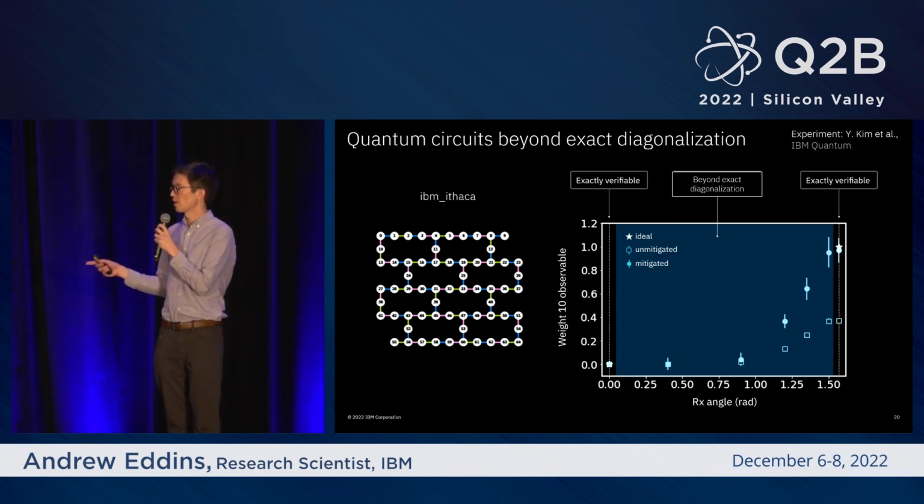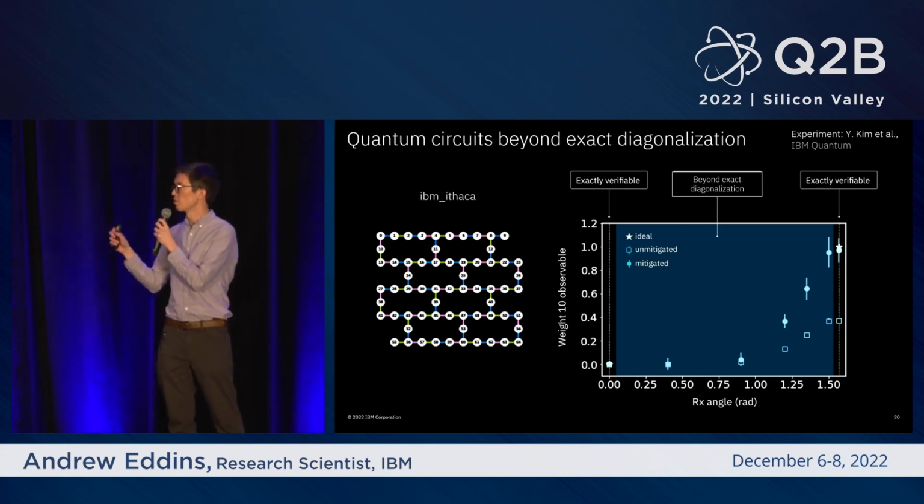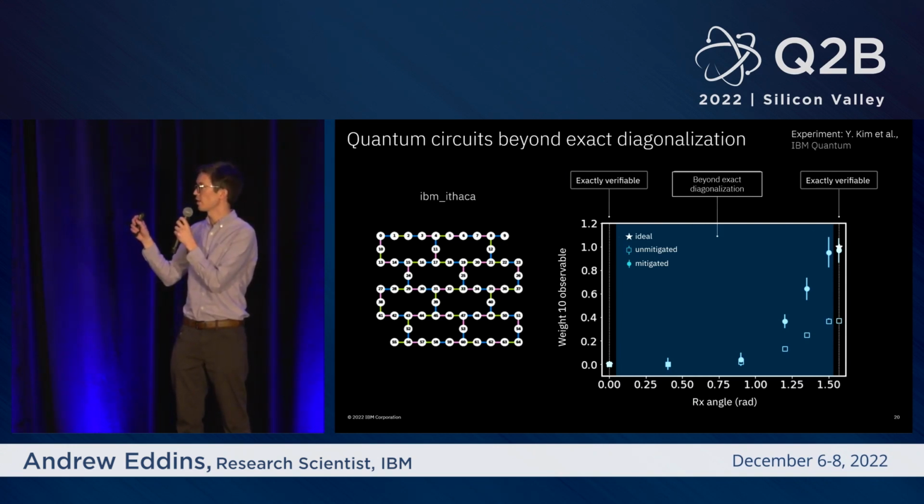At values of 0 and pi over 2, we recover Clifford circuits. So we can compare and see that our mitigated results agree pretty well with the ideal values indicated by stars. For intermediate Rx angles, we're really entering a new regime where we're going beyond what's exactly diagonalizable, and we're still seeing effects of error mitigation. They seem to be qualitatively correct, but we can't really compare them to an exact classical computation, though we can, of course, still compare to approximate classical methods. So this is a very exciting direction that we're excited about.